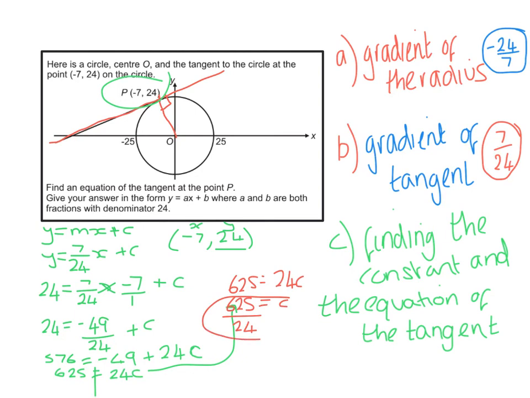Now I've got my c there. The last bit I need to do is just put it all together. This was my original equation, but I hadn't got the c then, so I just need to rewrite it out. It's y equals 7 over 24 x plus, and I know my c now, 625 over 24. Looks like a horrible answer, but it is correct.